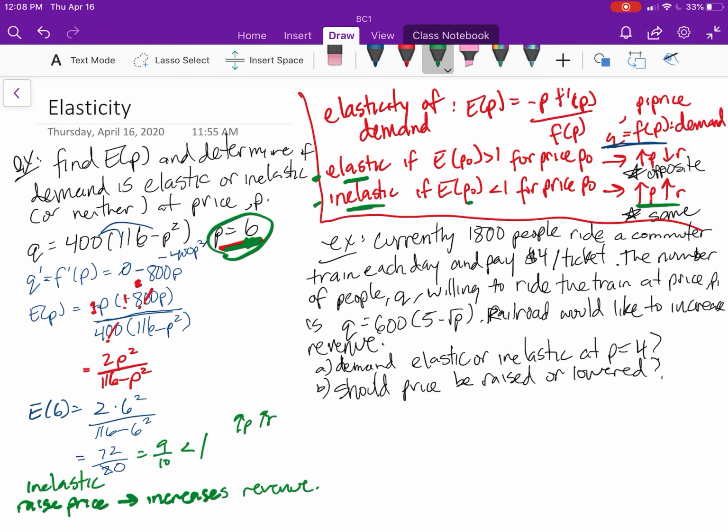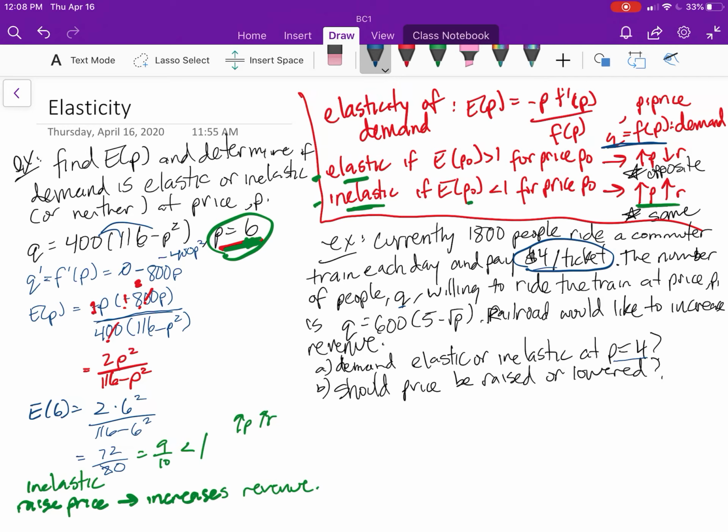Okay. Let's look at the next one, a word problem. So currently 1,800 people ride this commuter train. They pay $4 per ticket. The number of people Q, so the demand, right, f of p, willing to ride the train at that price is given by that function. They want to increase revenue like any business would. First, determine is it elastic or inelastic at p equals 4, and then should the price be raised or lowered, because, right, the price is 4 right now.